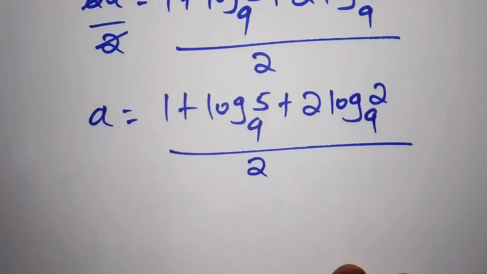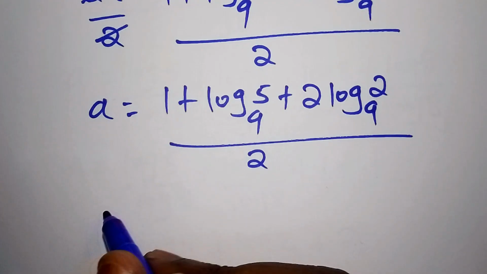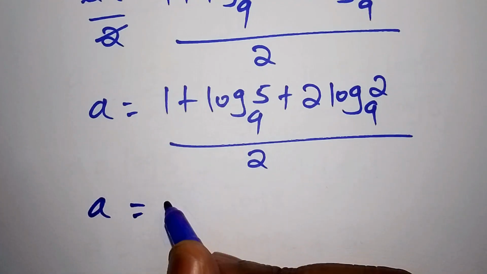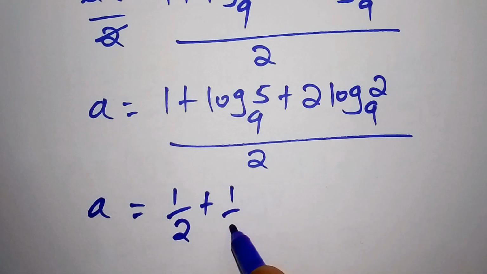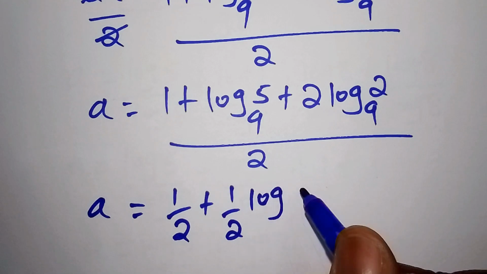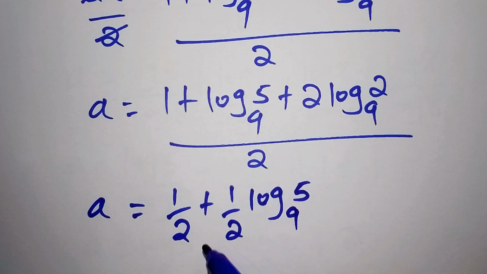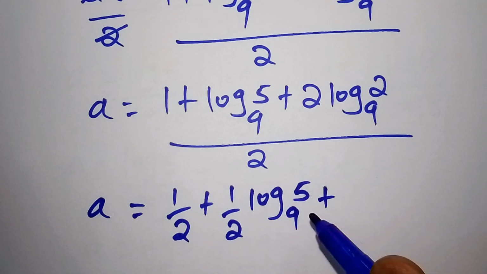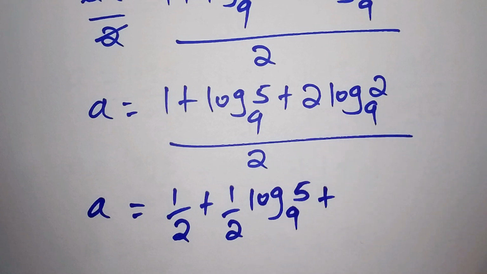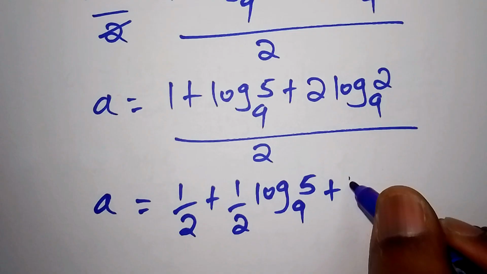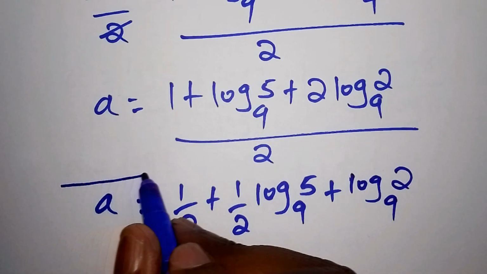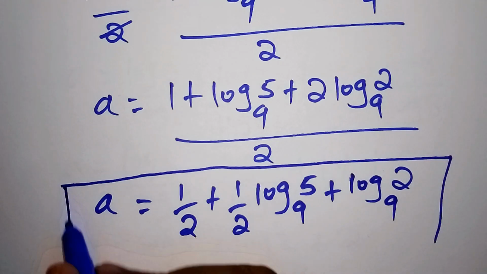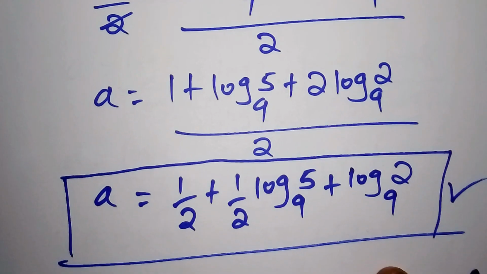So this one now can be simplified further, so that our final value for a shall be 1 over 2, then plus 1 over 2 the log of 5 to the base of 9, then plus the log of 2 to the base of 9. So this now qualifies to be almost correct, and we got this answer as the correct answer.